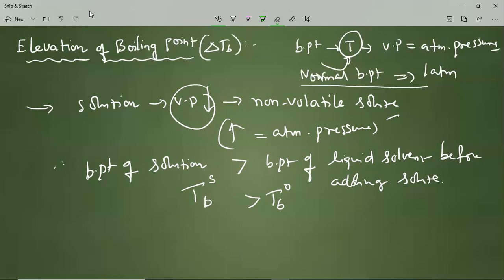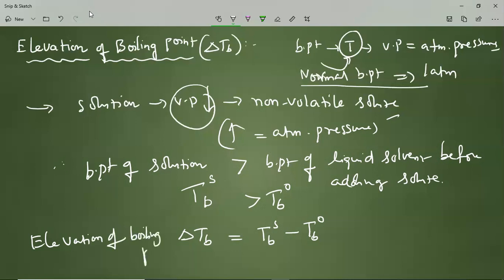If you calculate this difference, we call it delta TB, which equals TB minus TB naught. This is called the boiling point elevation, or elevation of boiling point. Hope you understand what elevation of boiling point is.